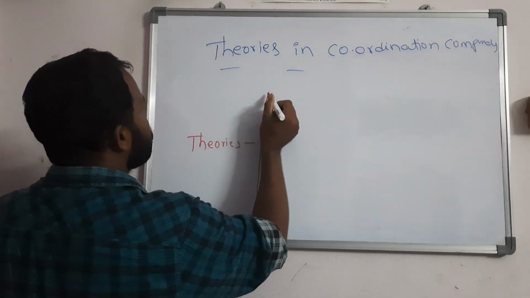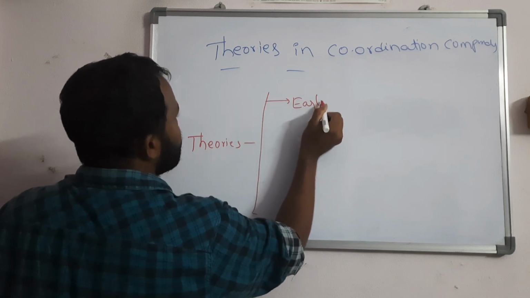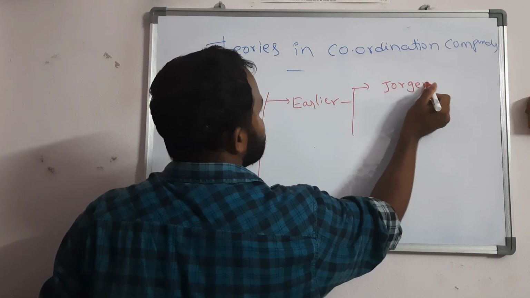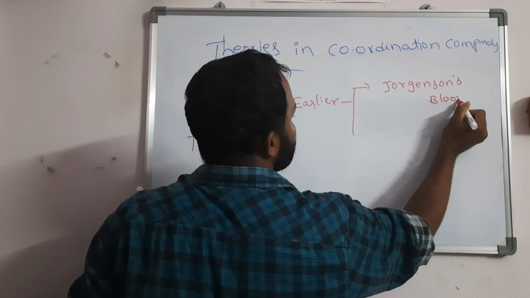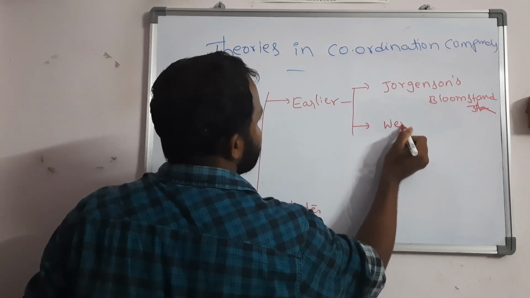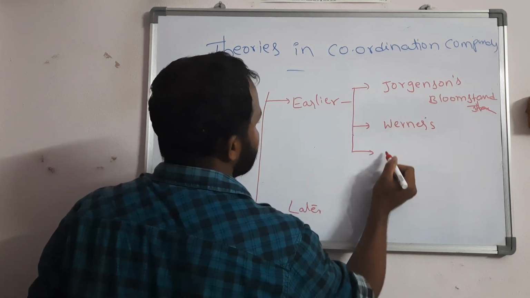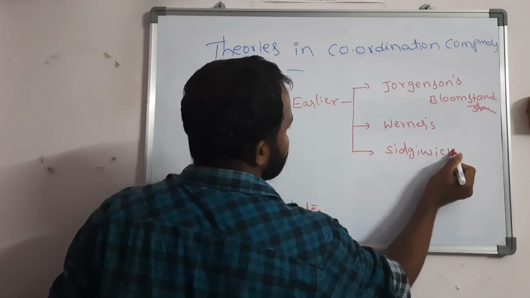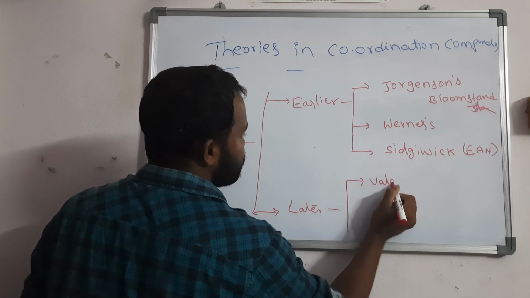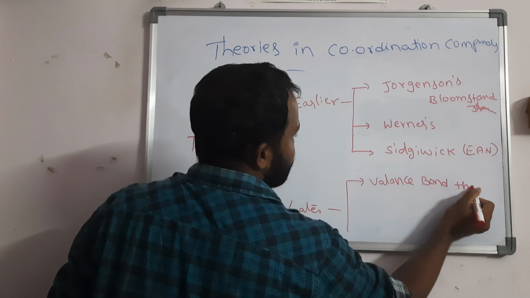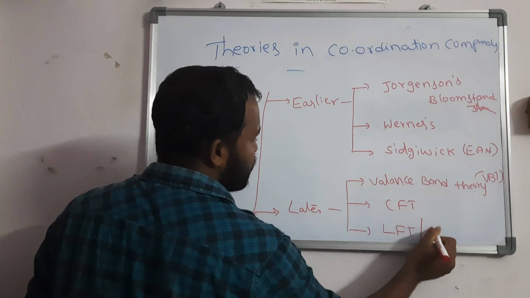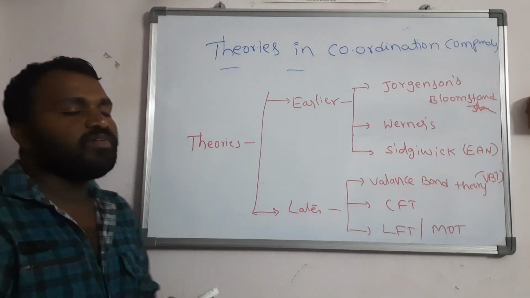Theories are based on two facts: earlier theories and later theories. Earlier theories are Jorgensen-Bloomstrand theory, second one is Werner's theory, and third one is the Sidgwick EAN rule, or Sidgwick theory. EAN means effective atomic number. Later theories are valence bond theory, VBT, crystal field theory, CFT, and ligand field theory, LFT, or molecular orbital theory, MOT. So these are the theories. We will discuss them one by one.